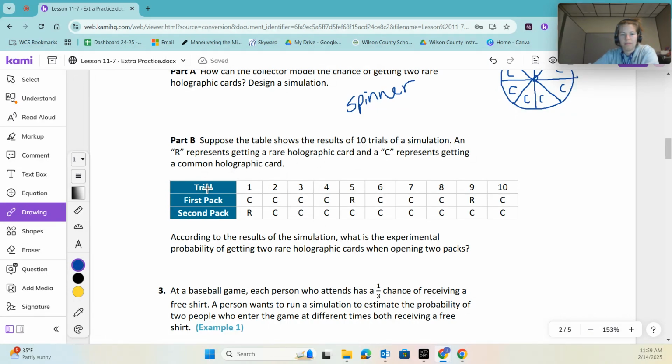It says, according to the results of the simulation, what is the experimental probability of getting 2 rare holographic cards when opening 2 packs? The first pack did not have any, it only had common. And the second pack did have a rare, but we only had 1. I don't see rare, rare, only 1 rare, rare, rare, none, none, none, none. Only one rare, none. So 0 out of our 10 gave us rare cards. So that is 0%.